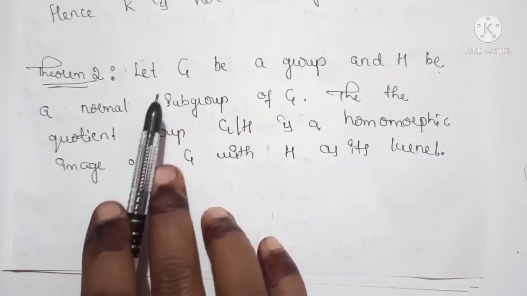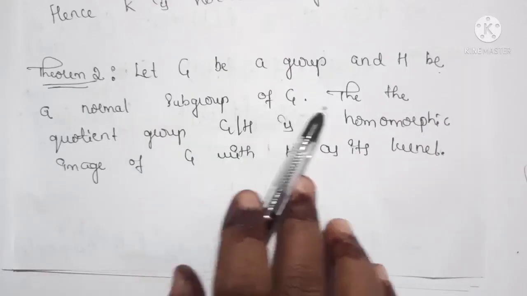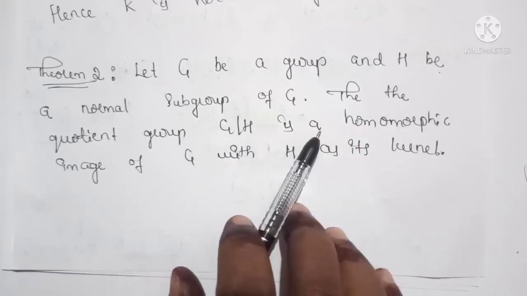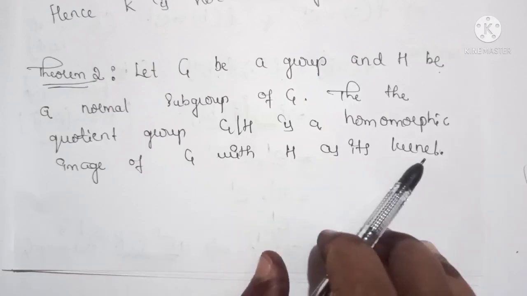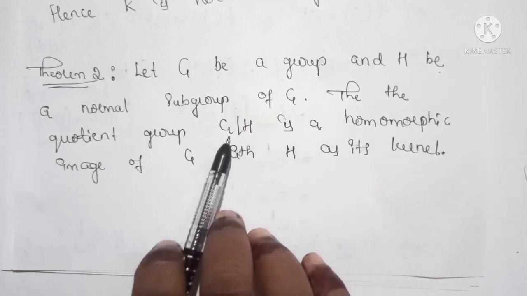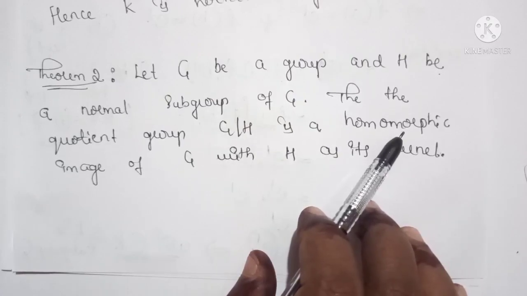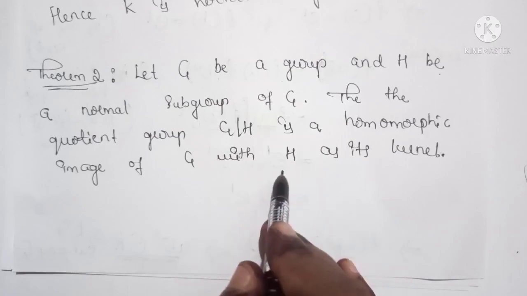Next theorem. Let G be a group and H be a normal subgroup of G. Then the quotient group G by H is a homomorphic image of G with H as its kernel. So here we have to show that G by H is a homomorphic image of G, and the kernel K is equal to H.